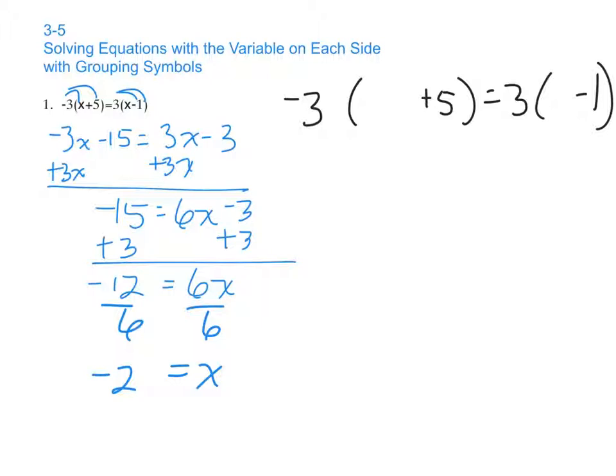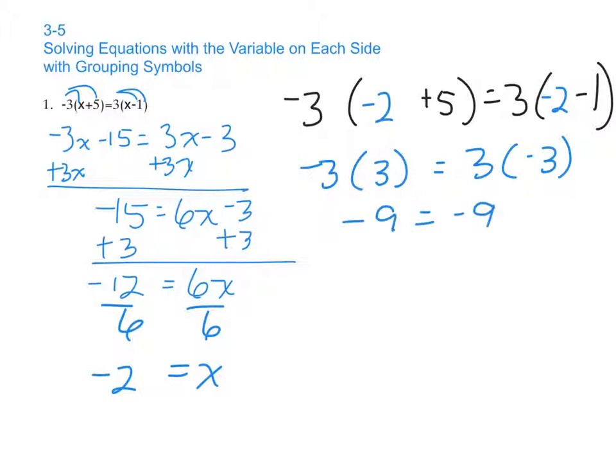So to check, I'm going to replace x with negative 2 in the original equation. I've got negative 3 times 3, I hope equals 3 times negative 3. And sure enough, negative 9 equals negative 9, so I know my answer's right, even though I don't have odds in the back of the book.